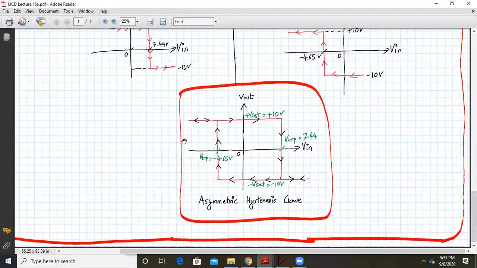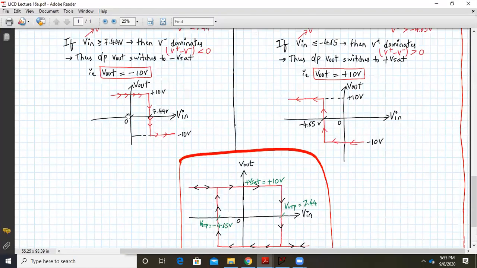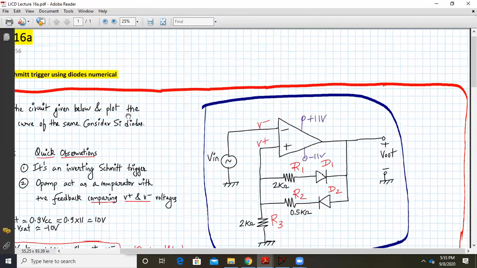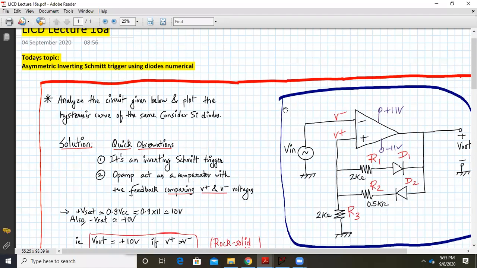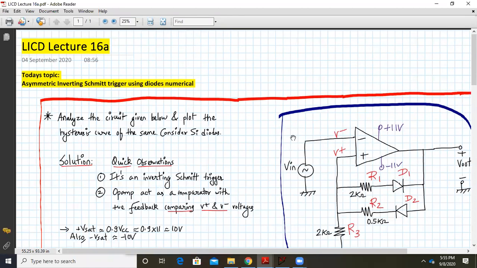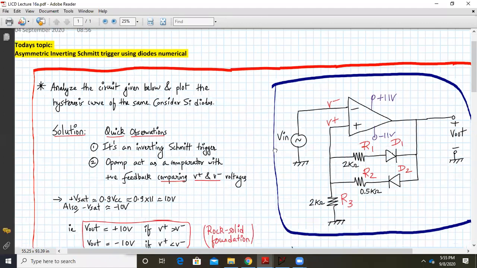So this is how we can check that the values of the designed circuit are perfectly fine, and it's behaving as an asymmetric inverting Schmitt trigger with asymmetric hysteresis. So I think that's it for this numerical.